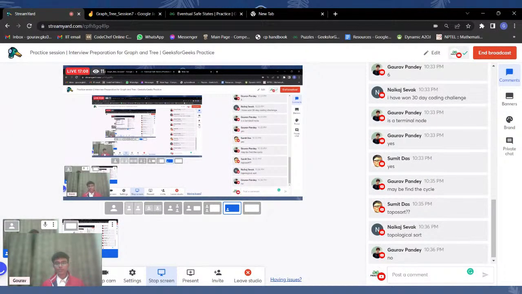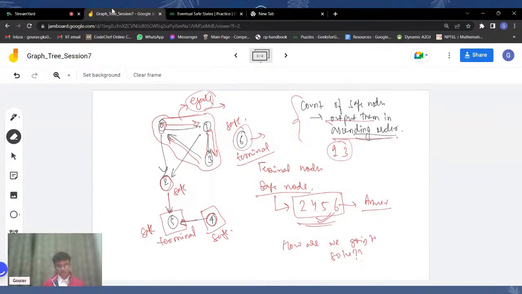Naikaj was saying topo sort, maybe find a cycle. Yeah. So, no, we will not be applying the concept of topo sort here. Basically, this question is related to the cycle detection part. Sometimes you have to understand. I know that somewhere it was given that you have to return in ascending order, so maybe you thought that topo sort can help us.